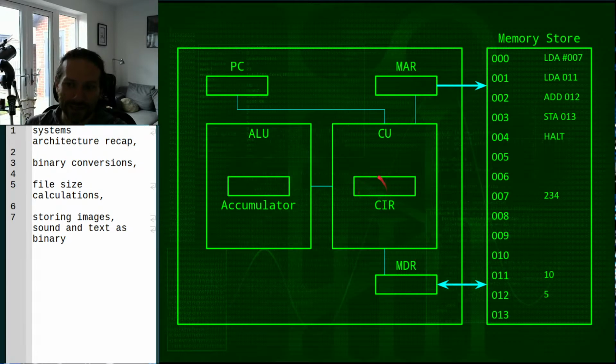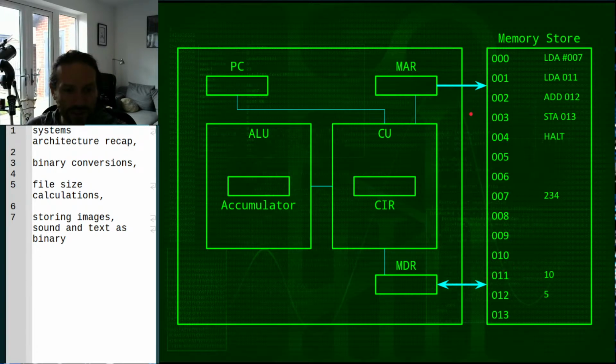It then gets copied into the CIR, the current instruction register, but the only 2 registers that are connected to RAM in any way are the memory address register, the MAR, and the memory data register, the MDR. The MDR also, if we were storing some value from the accumulator in RAM, we would copy the value from the accumulator into the MDR. We would copy an address into the MAR, and then when we push the data across the data bus into memory, it's stored at that address.